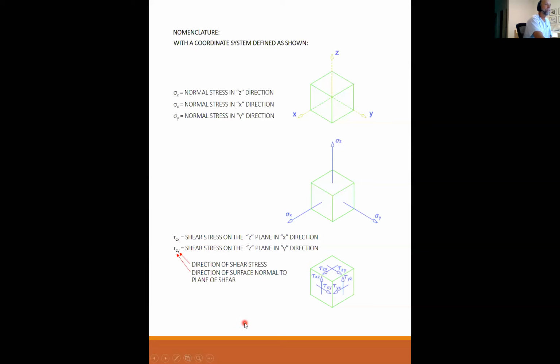And here are all three faces that are visible to us. On the z plane, I have tau zx, tau zy. One is going in the x direction, one is going in the y direction. On the y plane, I have tau yx, tau yz. On the x plane, tau xz, tau xy. So that's how that works. And again, if you had a shear direction other than the coordinate axes, it could always be broken down into the resultant components along the x and y directions. Okay, any questions?